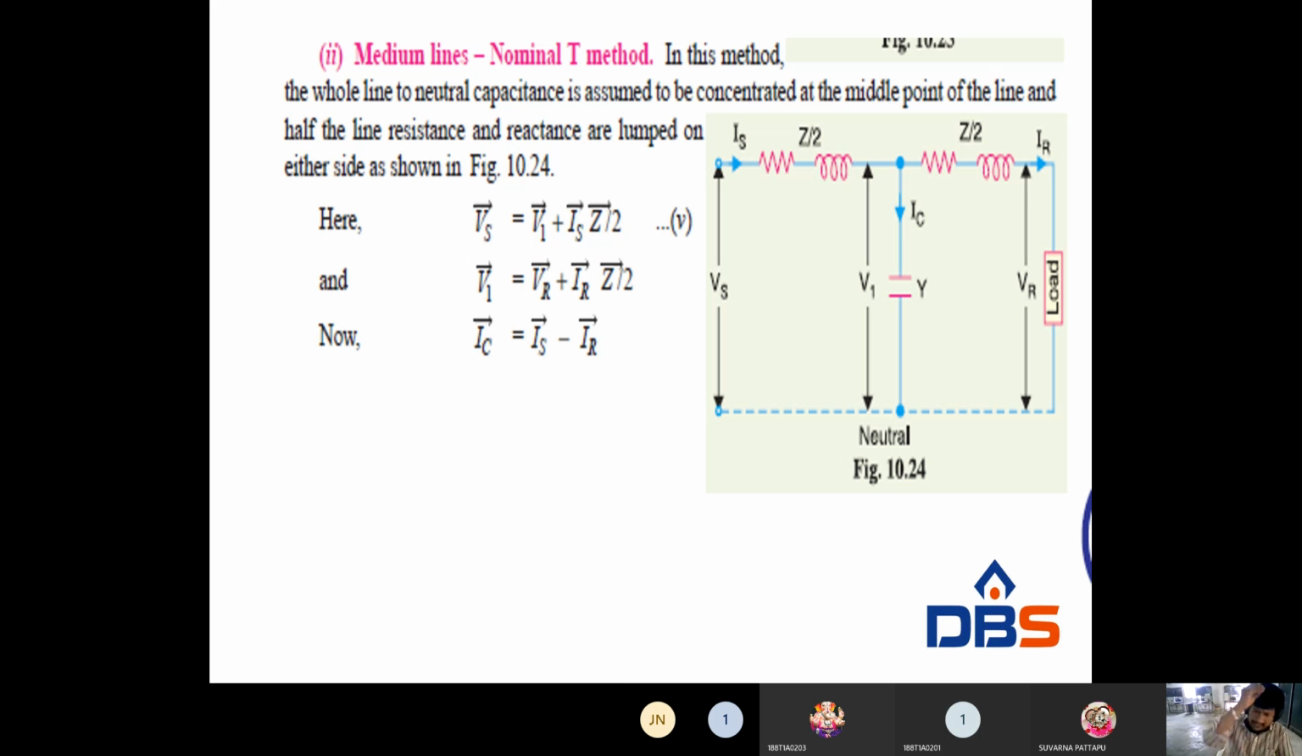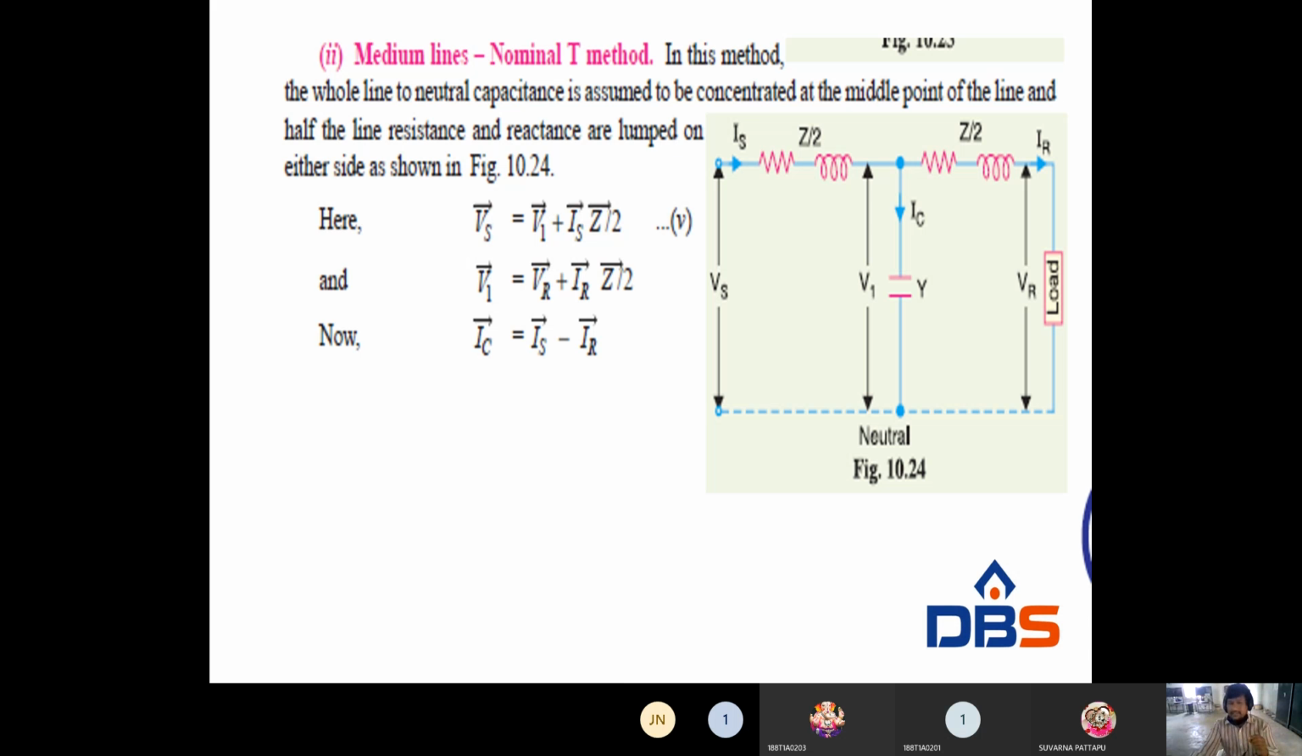Very important from our exam point of view. They may ask a derivation or a problem, whatever it may be. So determination of generalized constants, or determination of ABCD parameters for medium transmission line, is very important from our JNT examination point of view. Now, for short transmission line, look at the figure.